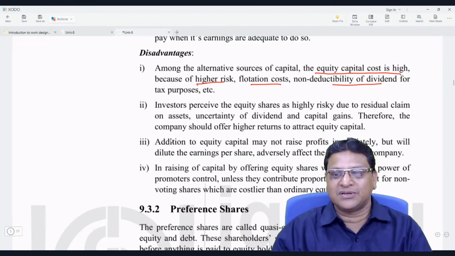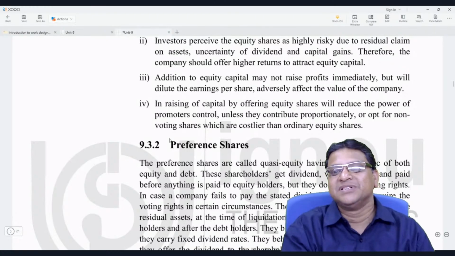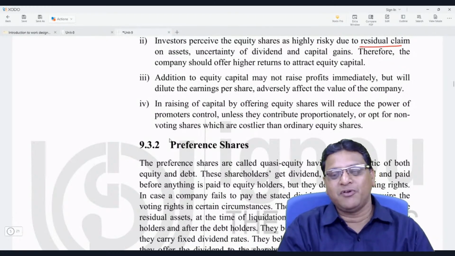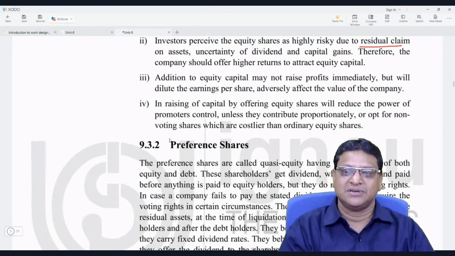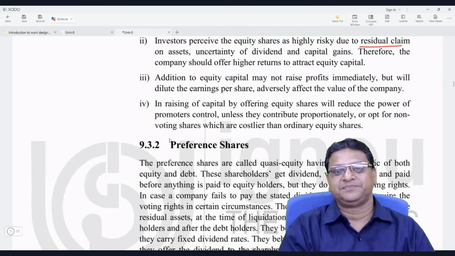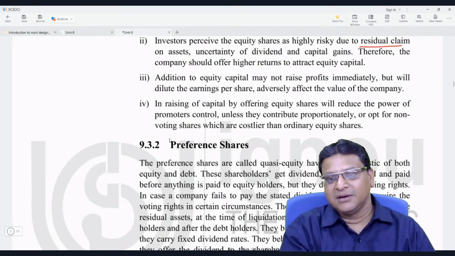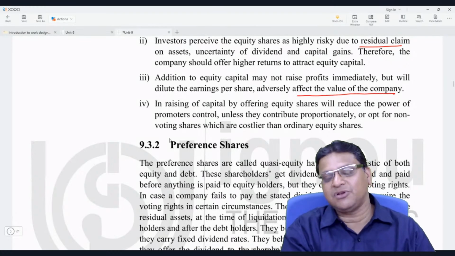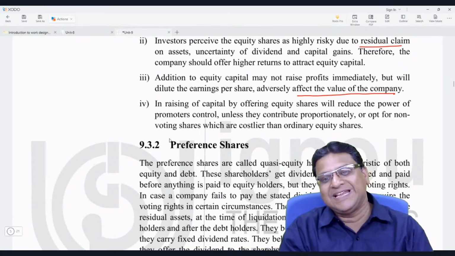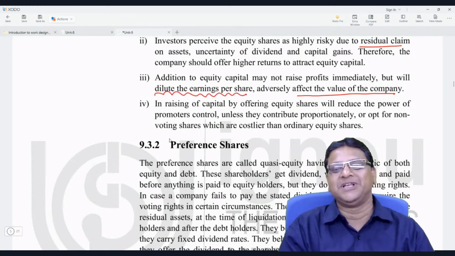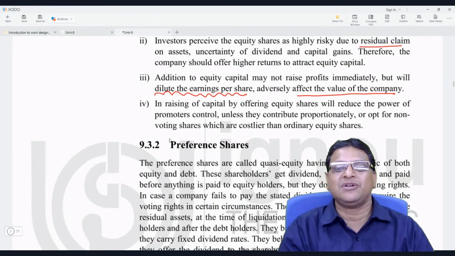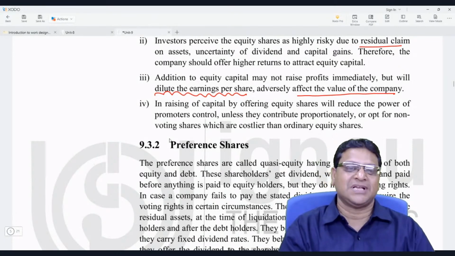Next, equity shareholders have a residual claim. This is a demerit. Once the claims of debenture holders and preference shareholders are met, then anything that remains goes to equity shareholders. Next, equity shares affect the valuation of the company. If a company goes on increasing more and more equity capital, there will be dilution of earnings of the company, which will affect the valuation of the company. So this is equity share capital.